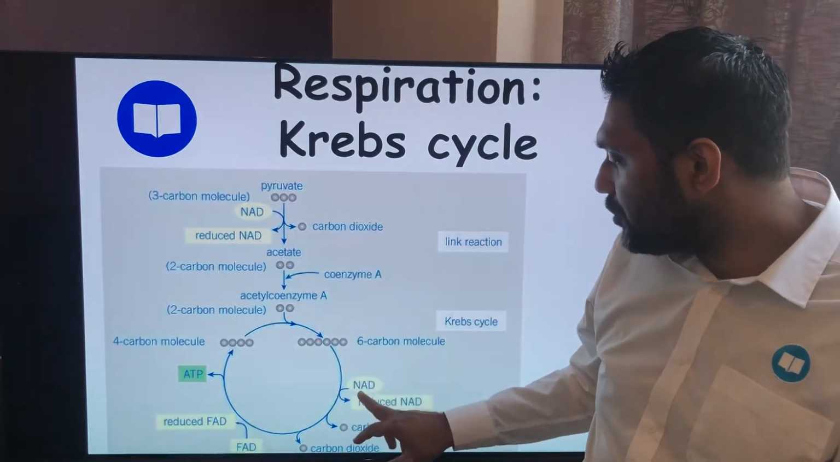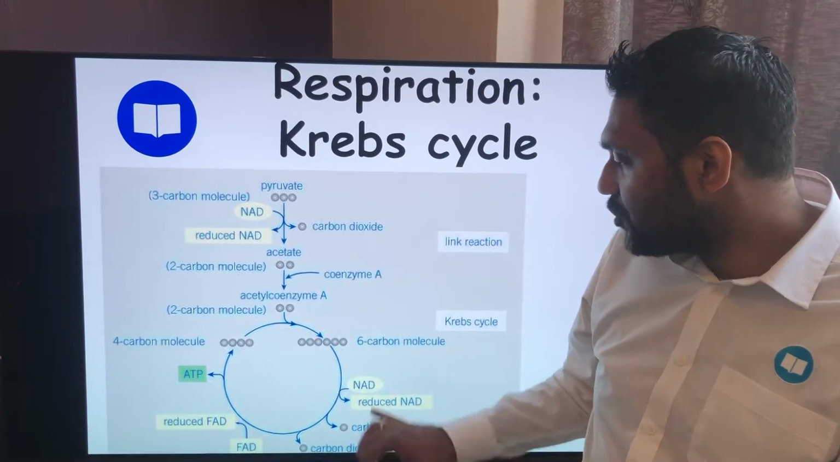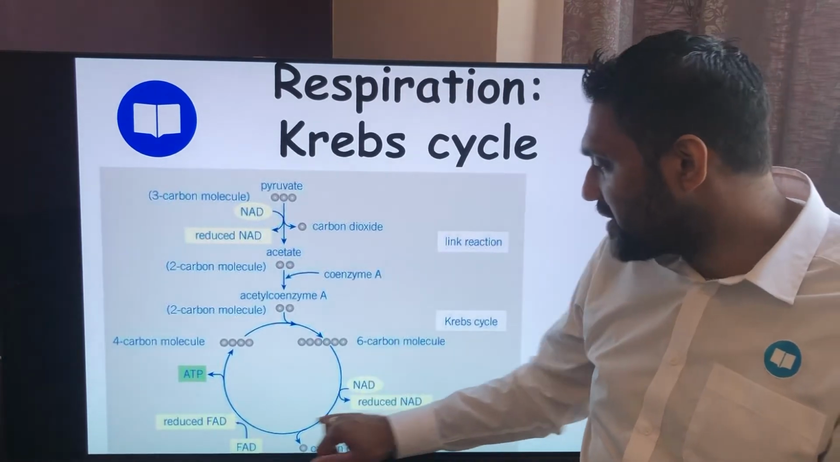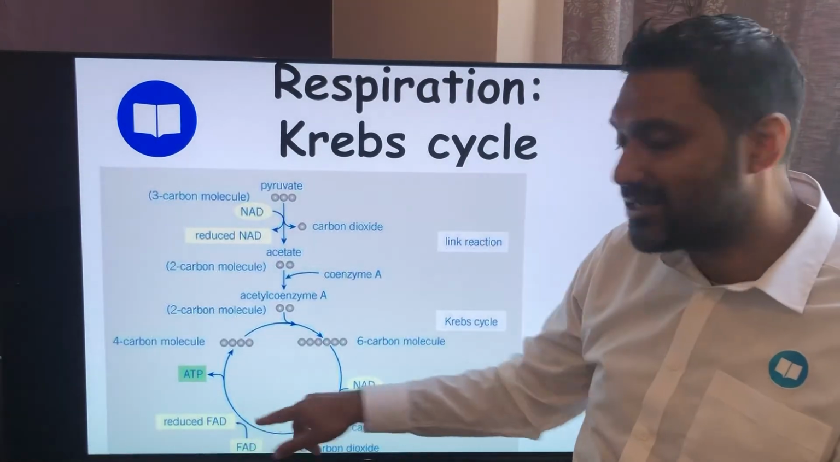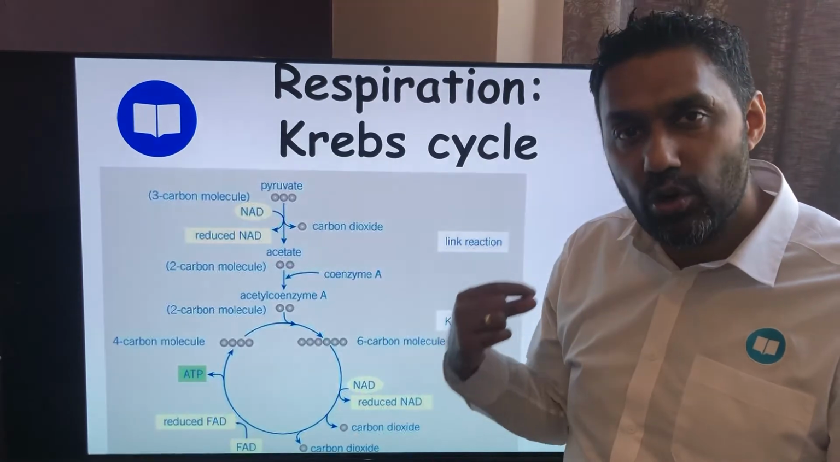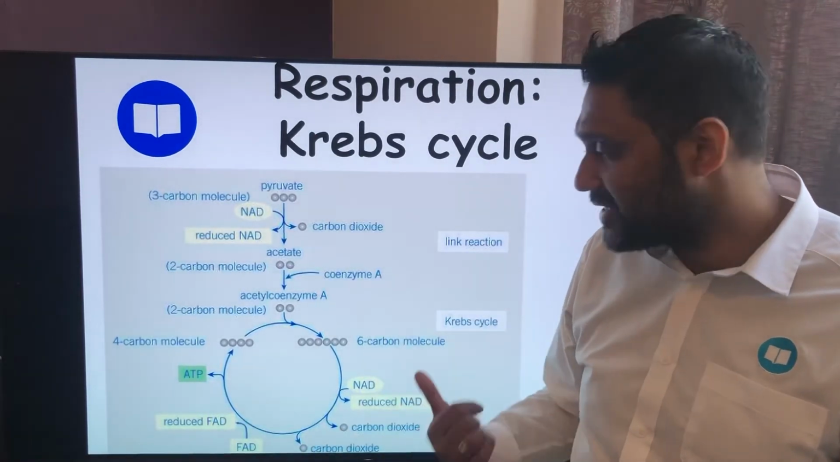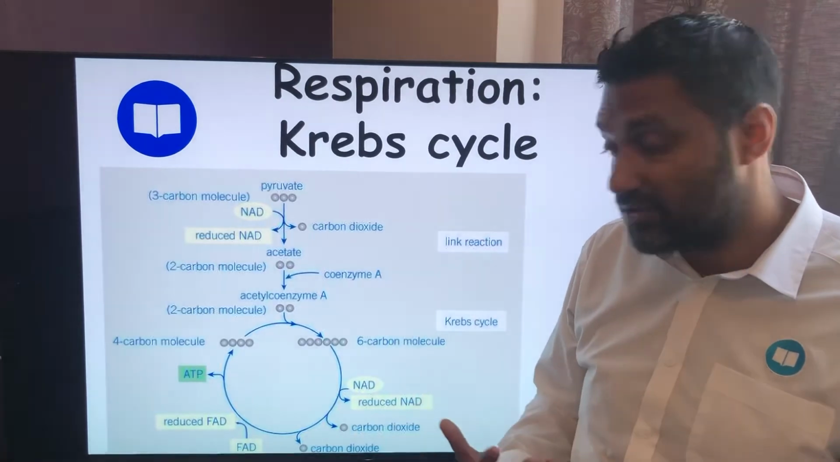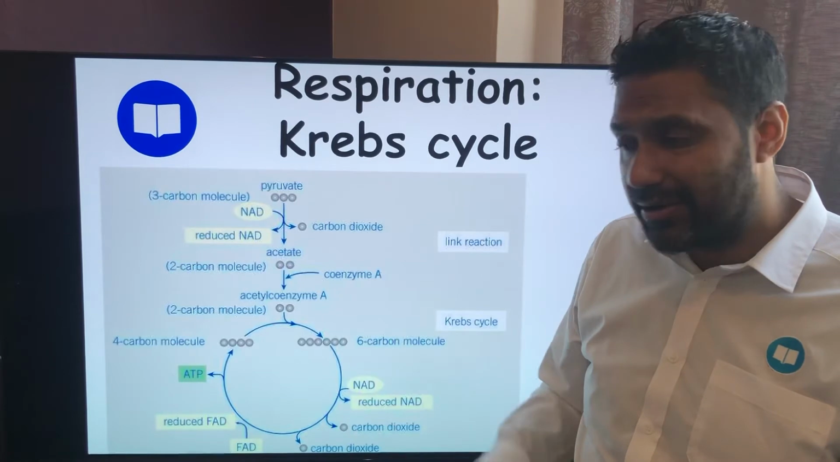They will join onto this NAD there and this FAD there. So you'll end up with reduced NAD and reduced FAD. They're very important because they're the ones that we need for the next stage, which is the electron transport chain. So those two are what we need for the next stage, electron transport chain, where we get lots and lots of ATP. But this 6-carbon compound breaks away.